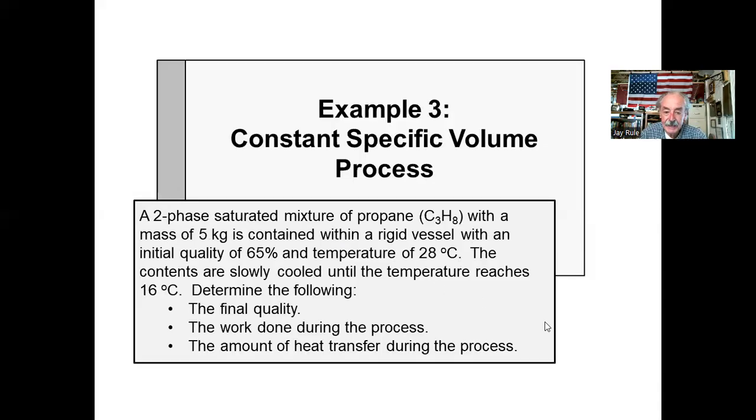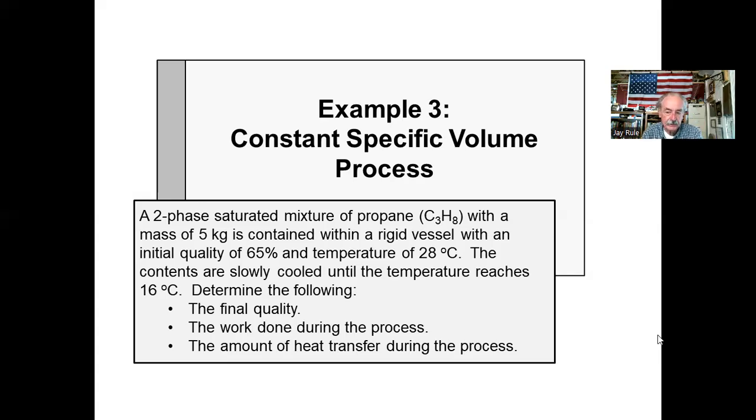Third and last example. Now I'm kind of disclosing constant specific volume process, but let's look at the problem statement so you could figure that out on your own. A two-phase saturated mixture of propane with a mass of 5 kilograms is contained within a rigid vessel, with an initial quality of 65% and a temperature of 28 degrees C.